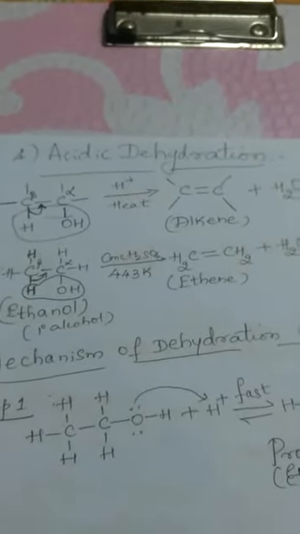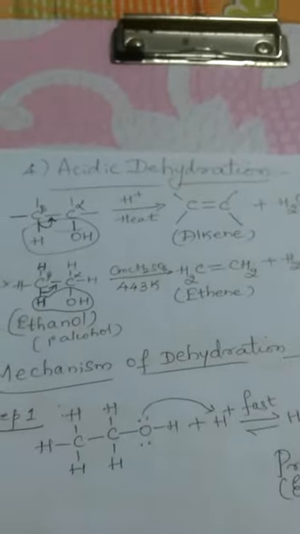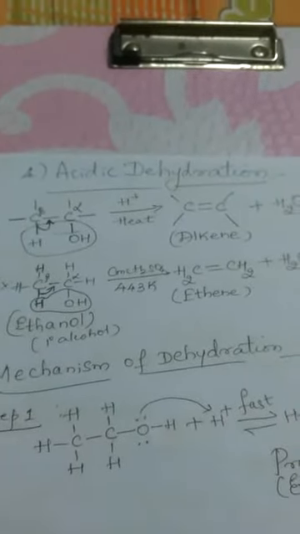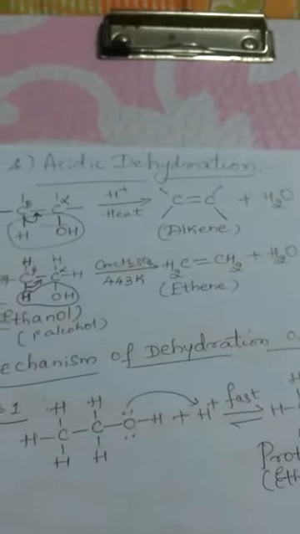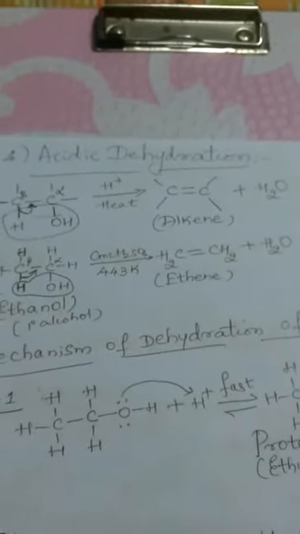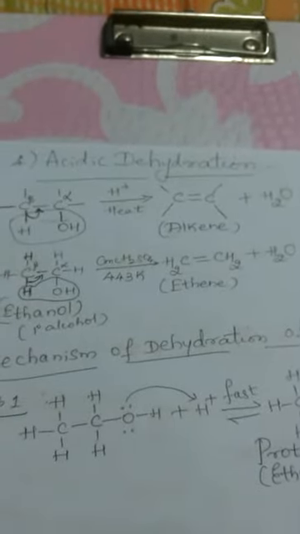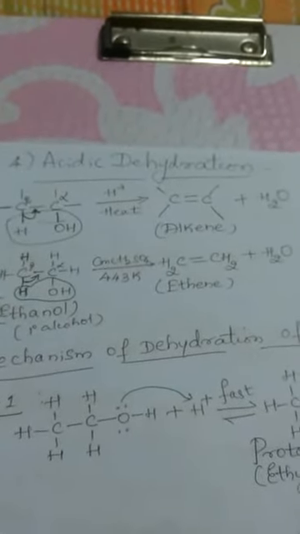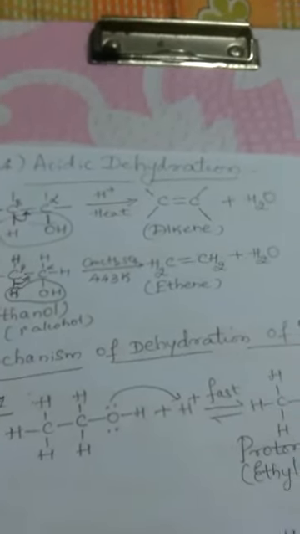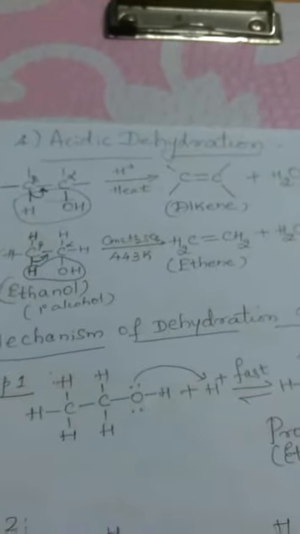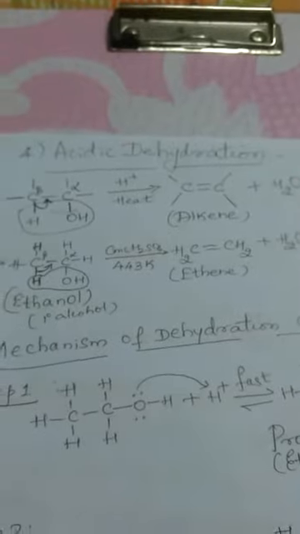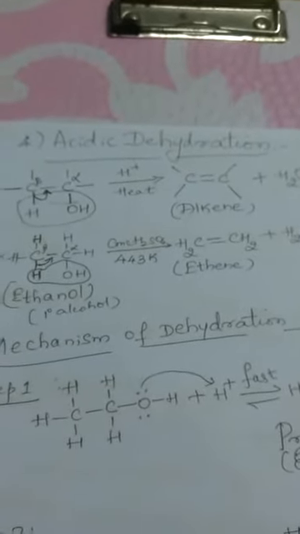Remember, for the elimination reaction, presence of beta hydrogen in alcohol is essential. Then only the product formed can be an alkene. So hydrogen cannot be eliminated from the same alpha carbon from which the OH group is eliminated. To take one particular example, that is the acidic dehydration of ethanol.